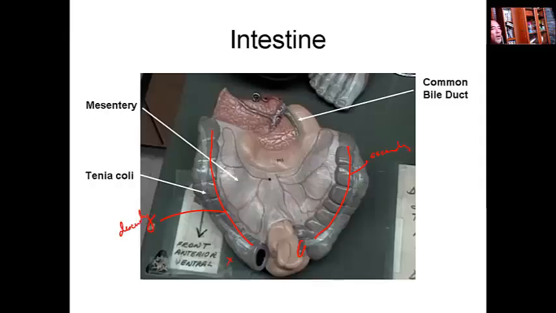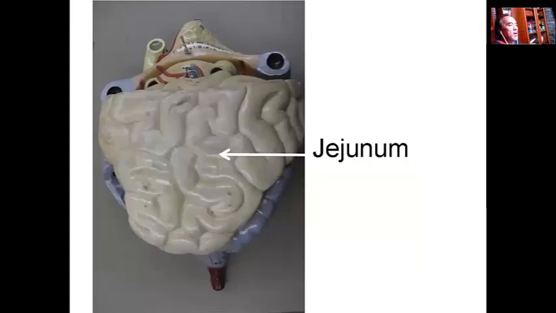Okay, because I'm using that appendix as my landmark. So what is here is the mesentery. I'm looking at the back of this model. Another picture. Now, I'm looking at the front of the model because I see the jejunum ileum on the front. I couldn't see the appendix, so that means that this would be transverse.